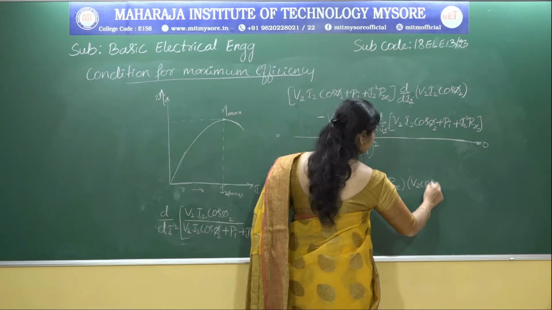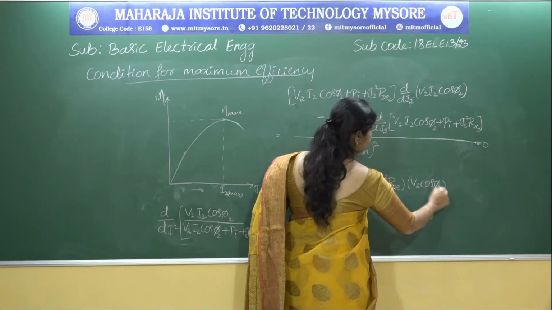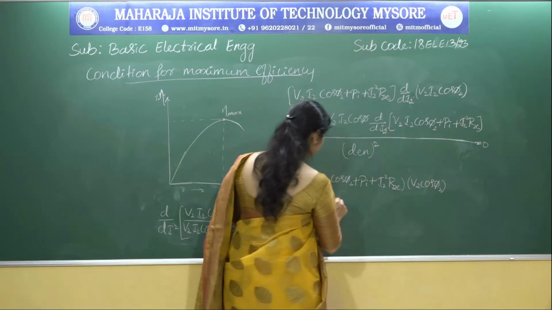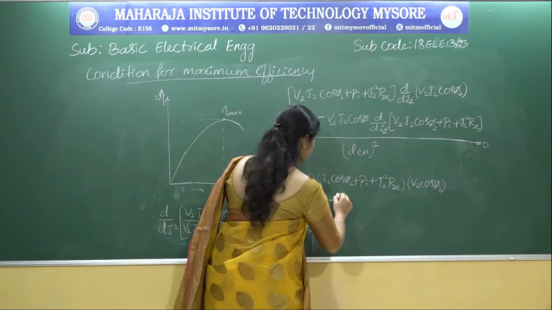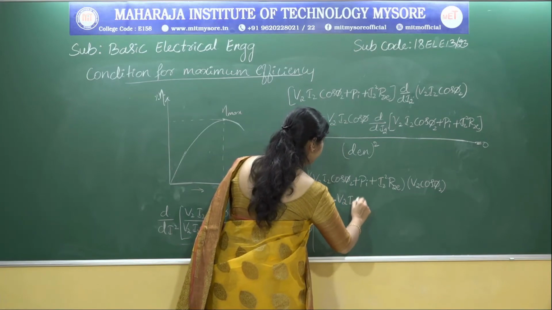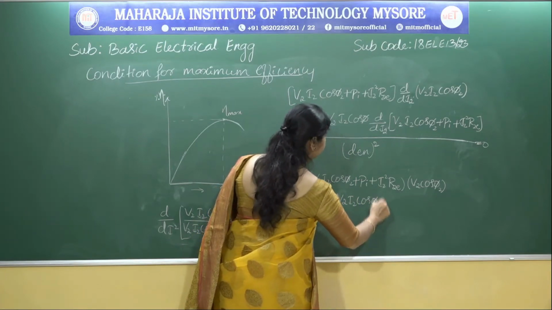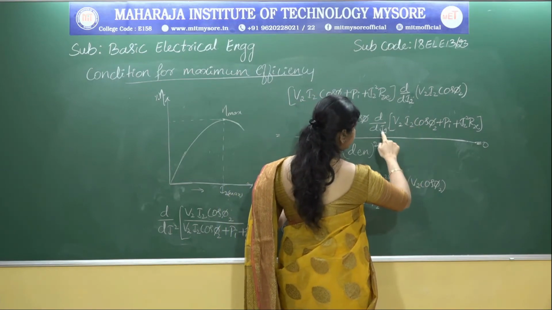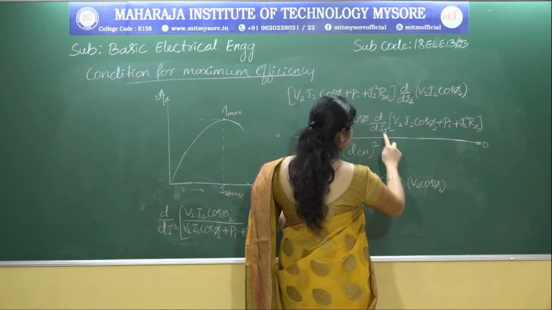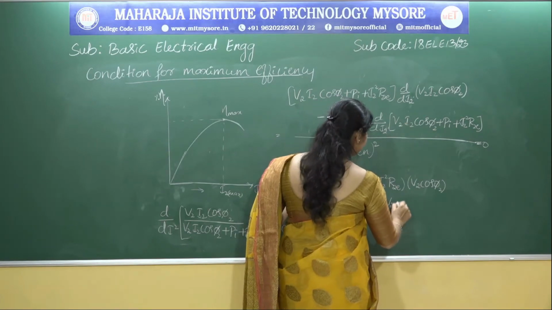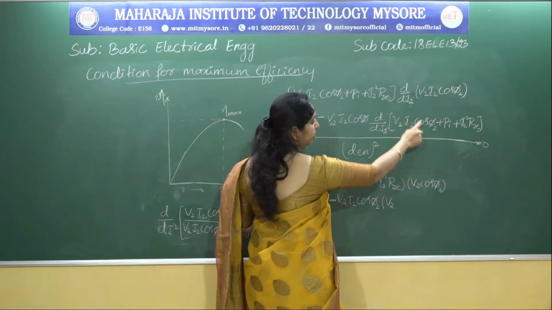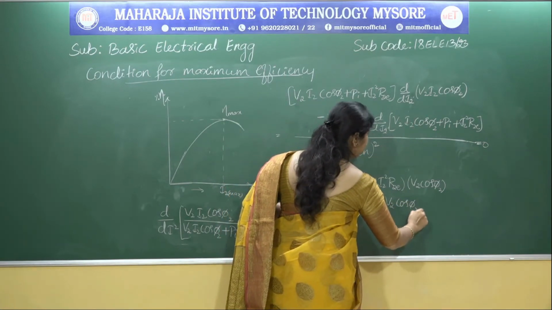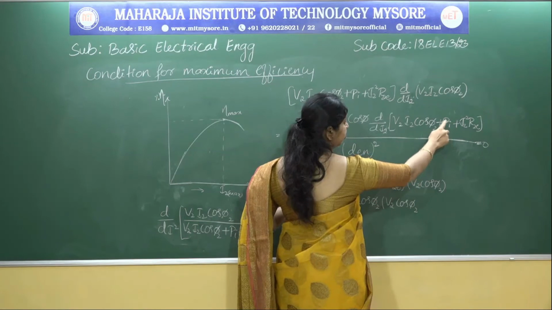V2 cos phi 2, because I2 becomes 1. So V2 cos phi 2, so minus, again, so minus V2 I2 cos phi 2, and now we are going to differentiate this expression with respect to I2. So into V2 cos phi 2, we are differentiating the first term with respect to I2, so we get V2 cos phi 2, and since this part is constant, we get 0 here.